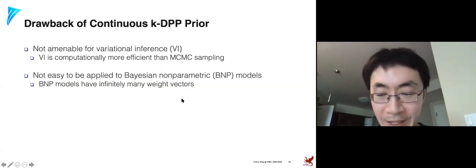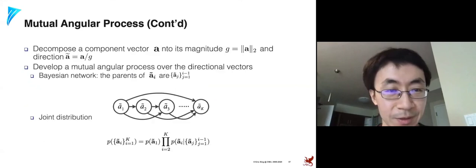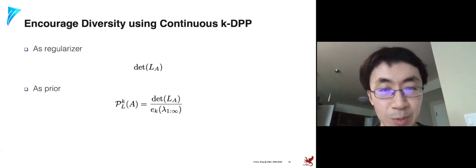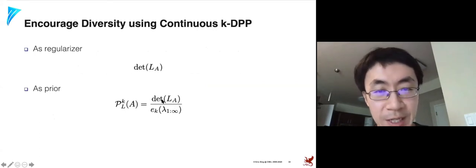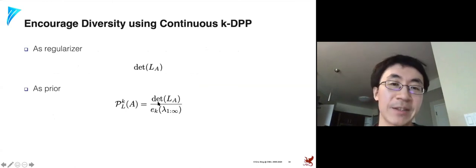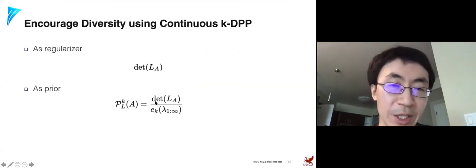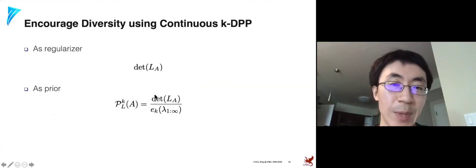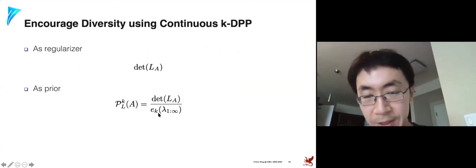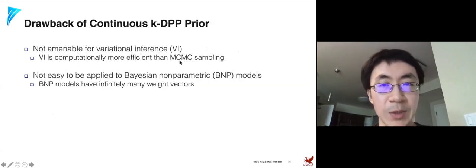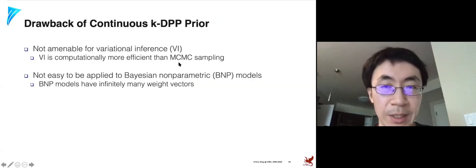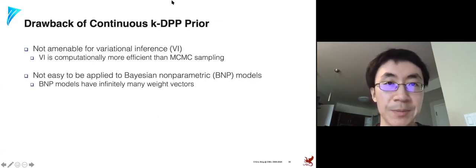Let's say if you use this DPP prior to encourage diversity, you can see that there is a determinant over the matrix. When you are calculating the expectations in variational inference with respect to this determinant, that would be really hard. So DPP is not easy for variational inference, but you can certainly do MC sampling. The drawback is it's going to be slower.